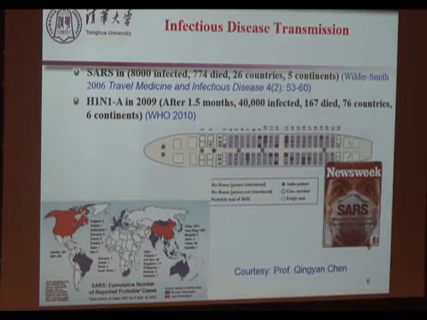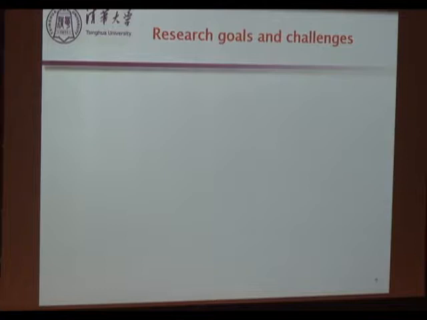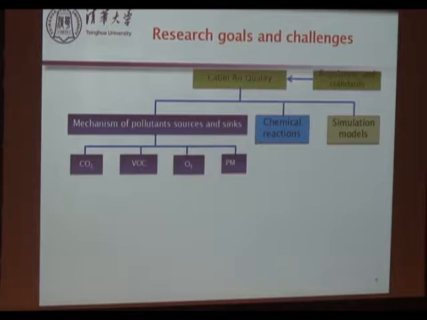Based on this background information, we have set up our research goals like this. Basically, we are looking at the mechanisms of the pollutants, where they come from and where they go, so the pollutant sources and sinks. We look at many different kinds of pollutants here. Meanwhile, although ozone converters are installed, there is still a certain amount of ozone inside the cabin, which could incur chemical reactions in the cabin. That's another thing we need to look at. Also, we want to develop simulation models, trying to understand or simulate the whole process. That's another part of the work.